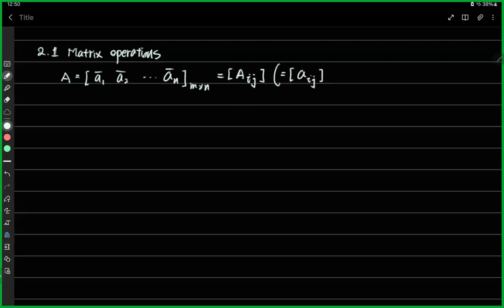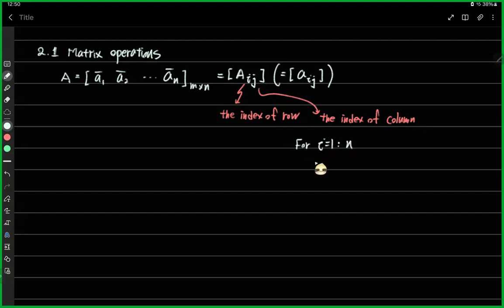Normally the subscript i represents the index of the row, and j is the index of the column. If you know programming, Python or C, normally we do a loop for i going 1 through m, and for j going 1 through n. This is the index of row, and j is the index of column. If you are familiar with programming, I think you understand what I'm saying.